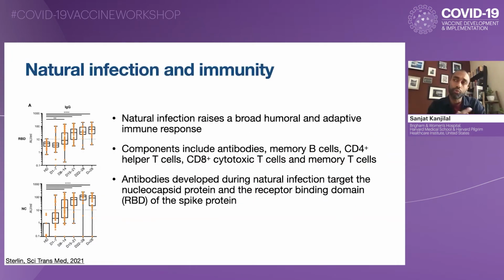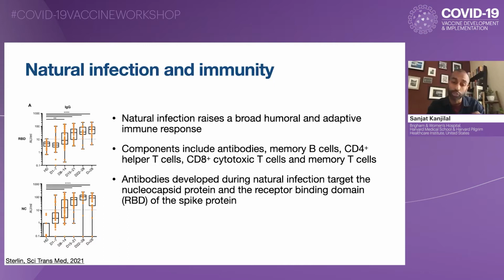And so there's a lot of work that's been done on the role of natural infection and the subsequent immune response, and we can turn to that to try to get some targets to begin with. And so we know now that natural infection raises a very broad humoral and adaptive immune response. And the components of that response include antibodies, memory B cells, CD4 helper T cells, CD8 cytotoxic T cells, as well as memory T cells.